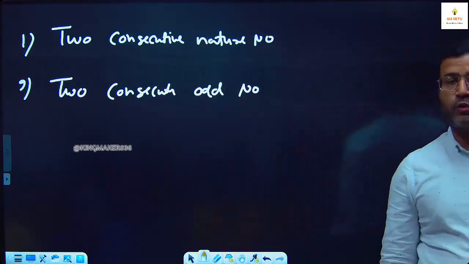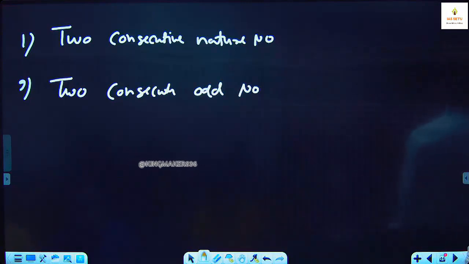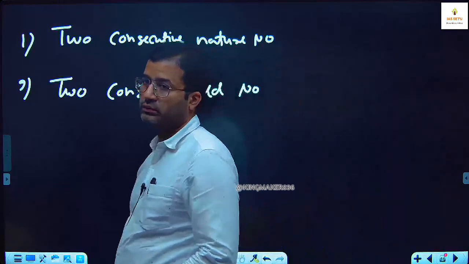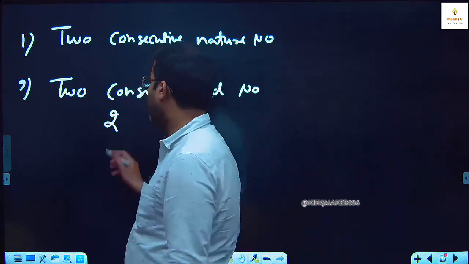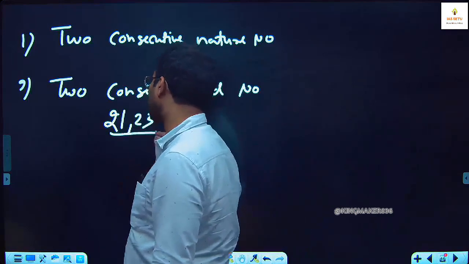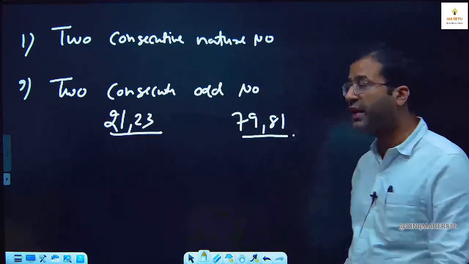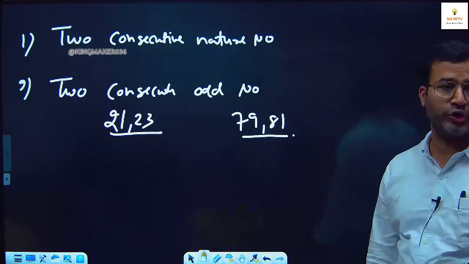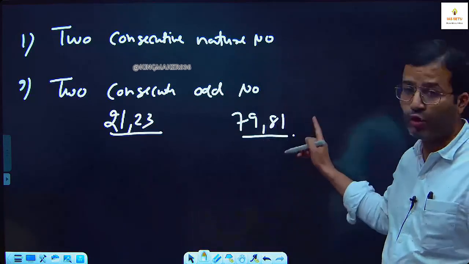Two consecutive odd numbers are always co-prime to each other. Like you check 21, 23, 79, 81. Take any two consecutive odd numbers, they have to be co-prime. No need to check. But odd, not even. Odd. Two consecutive odd numbers.